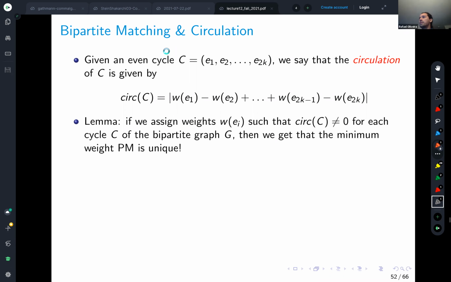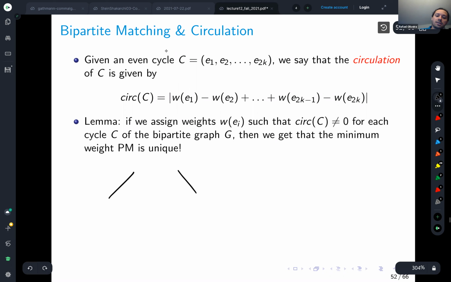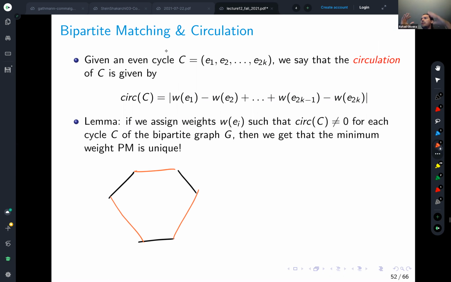So that's the result. How do we prove this? This lemma is not hard. The way to prove it is just look at two perfect matchings. If your perfect matchings are different, and let's say that they have minimum weight, well, let's draw the perfect matching again. Suppose that your perfect matching has these 3 edges, and the other perfect matching that you're considering has these 3 edges. Whenever they're different, they will form a cycle, which is called an alternating cycle.